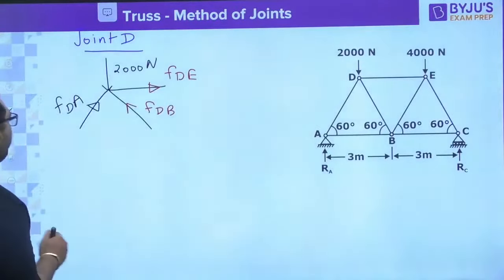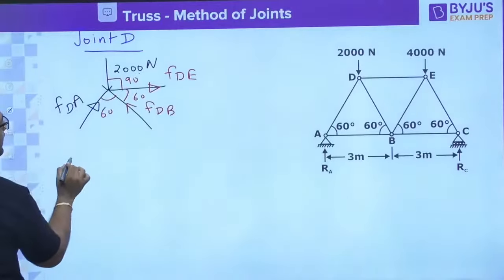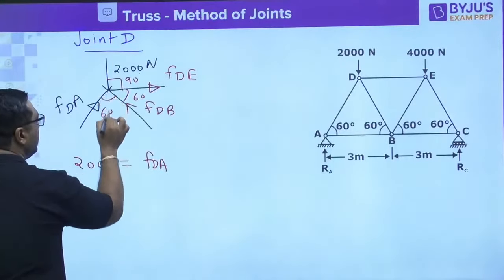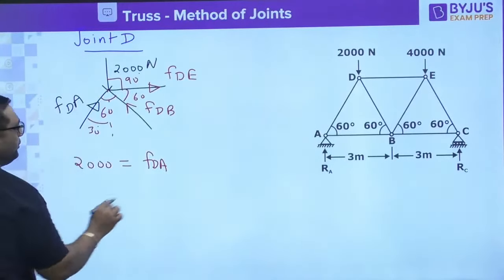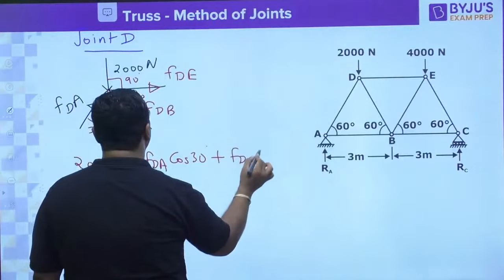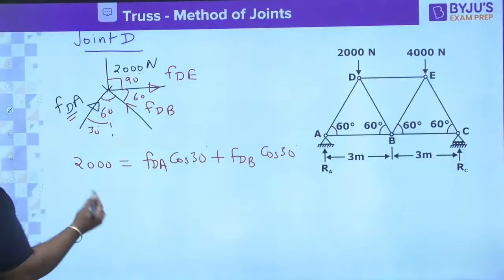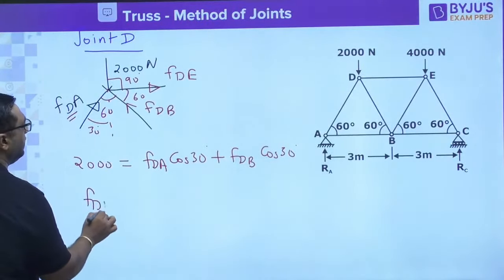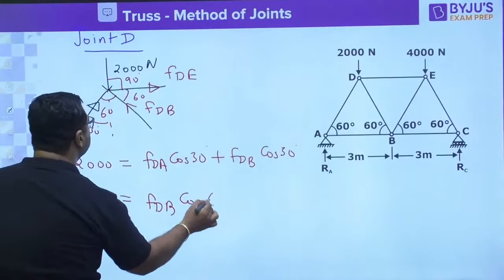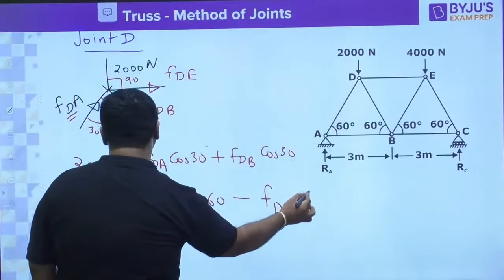So my dear, this time you will be applying, this angle is 60 degree, this angle is 60 degree, and this is 90 degree. So you can write 2000 is equal to FDA, and this angle is going to be 30 degree. So it is going to be FDA cos 30 plus FDB cos 30. You already know FDA is known to you. And my dear, when you go for horizontal, you know FDE is equal to FDB cos 60 minus FDA sin 60.